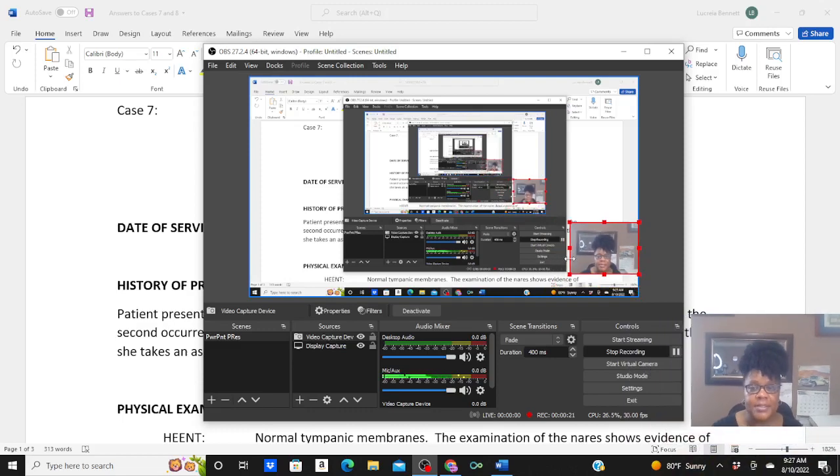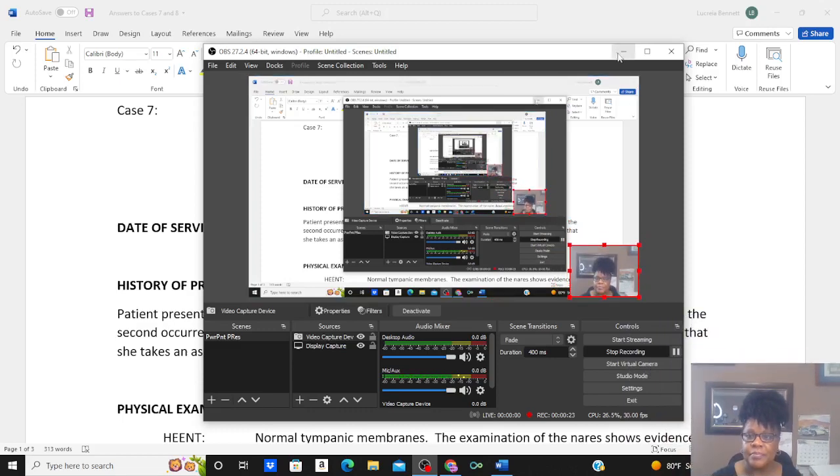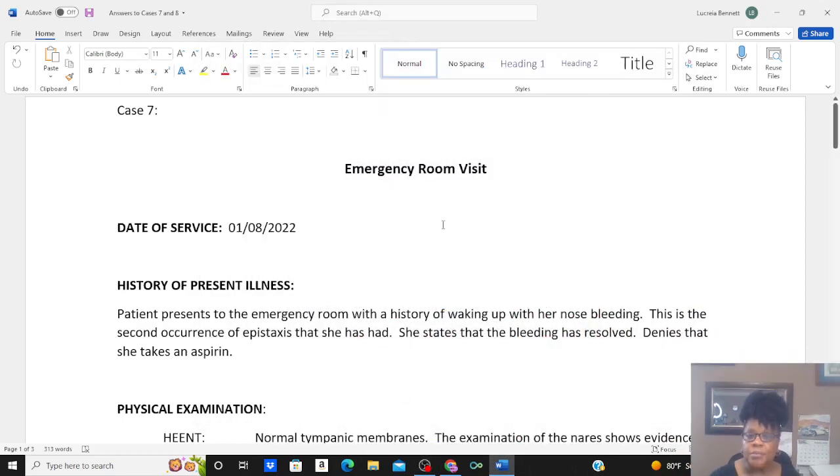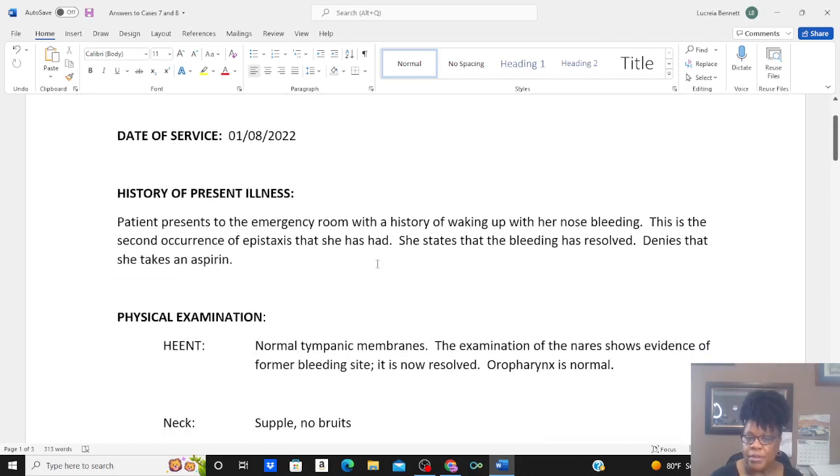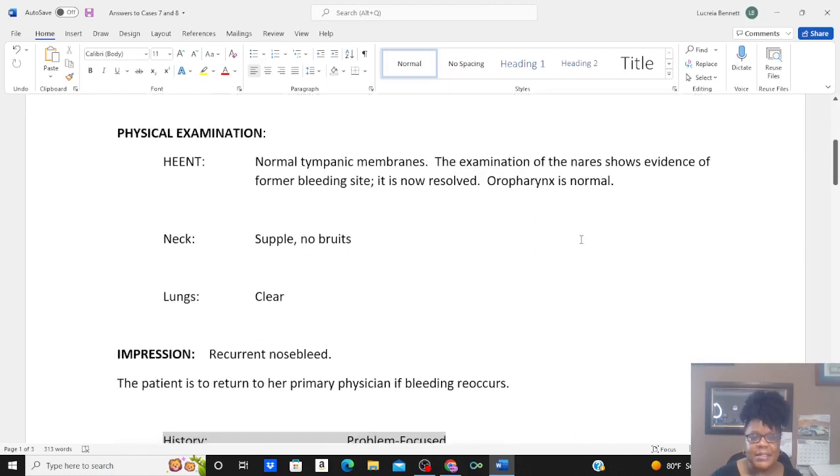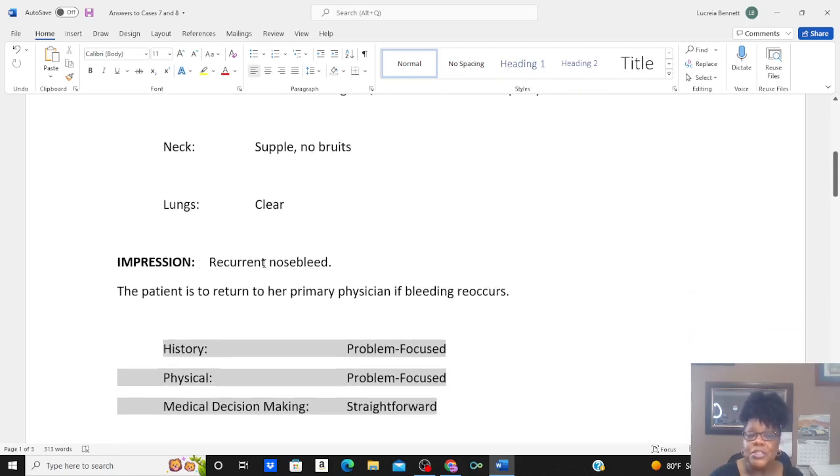The first case was on the emergency room visit where the patient was waking up with a history of nose bleeding. And they did the exam, and notice the exam talks about nothing but the nose. No bruits on the neck or lungs are clear, but the impression is recurrent nosebleed. And medical decision making was straightforward.